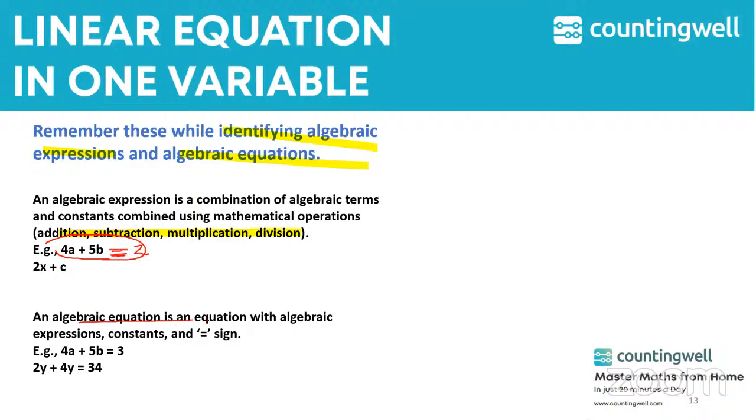So an algebraic equation is an equation with algebraic expression, constants and an equality sign. The name equation itself says it has an equal to sign. And expressions are nothing but they are expressing some constants and variables in combination with the operations addition, subtraction, multiplication and division.